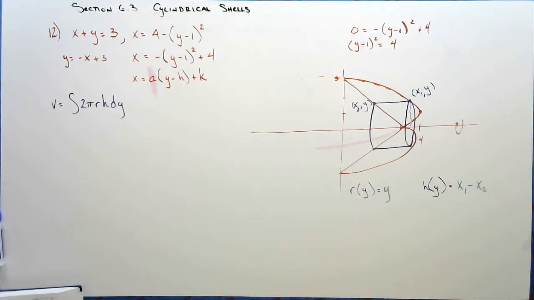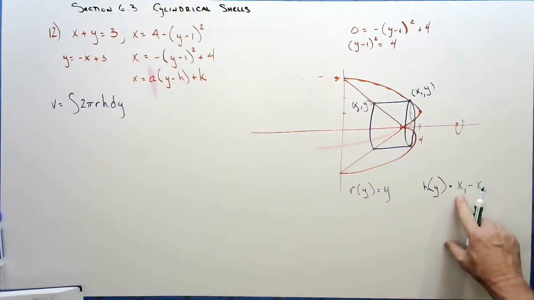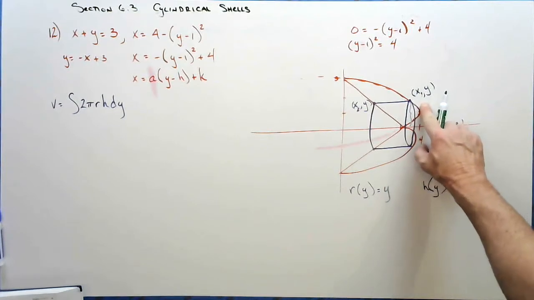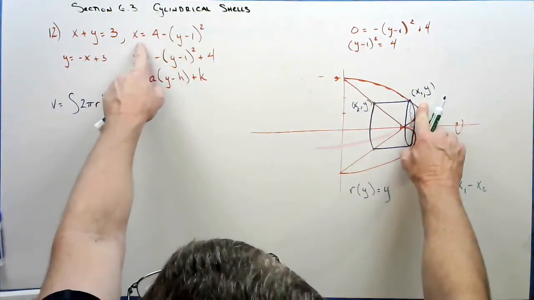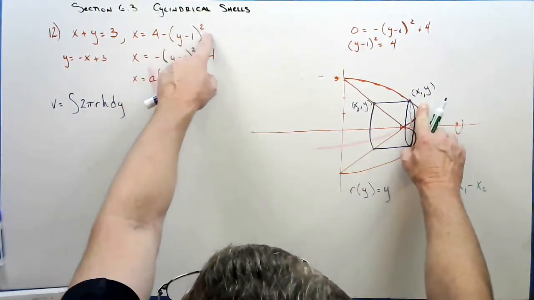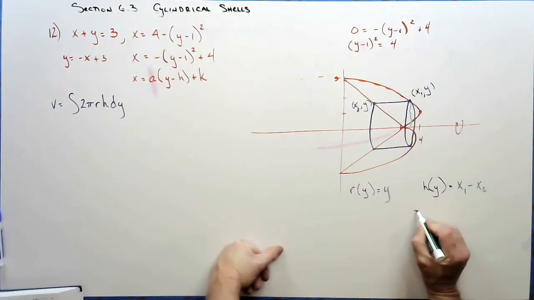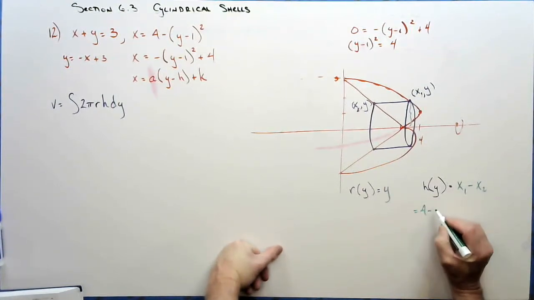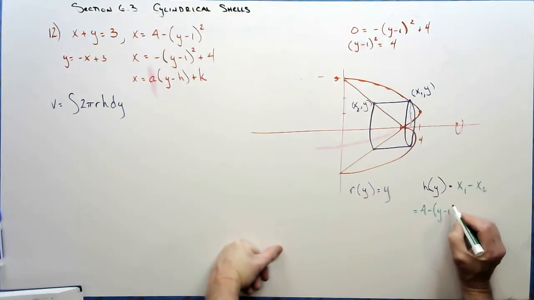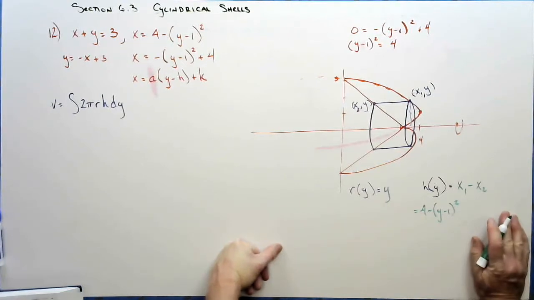But that's not in terms of y, is it? So we have to figure out who is x of 1. X of 1 is the parabola. The parabola is x equals 4 minus y minus 1 squared. So that's going to be x of 1. It's going to be 4 minus the quantity y minus 1 squared.